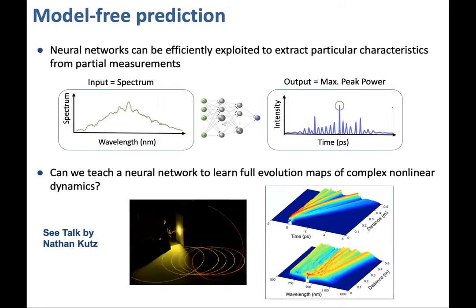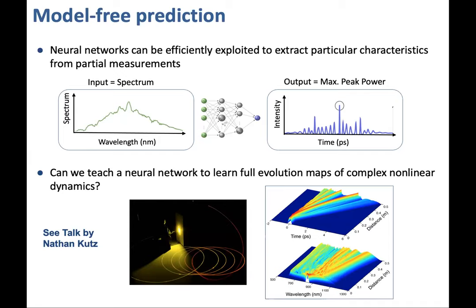So far, I hope I have convinced you how neural networks can be efficiently exploited to extract particular characteristics from partial measurements. So from only, for example, spectral intensity measurements, you can deduce, using a neural network, information from the time domain.